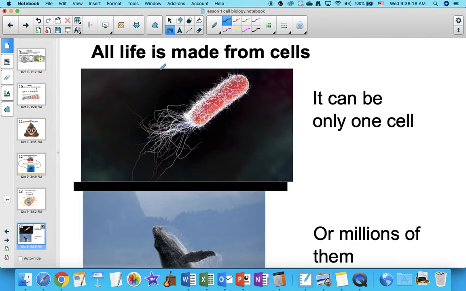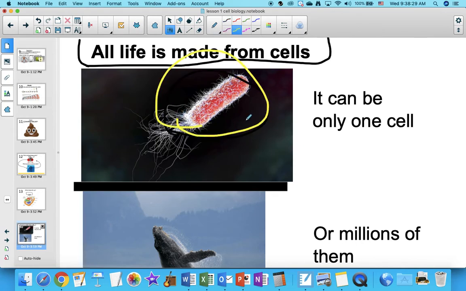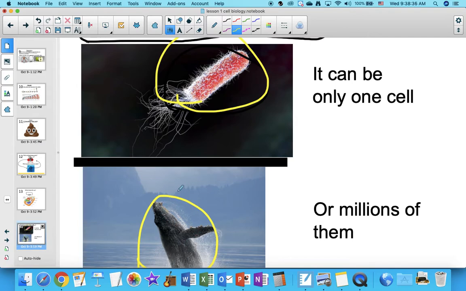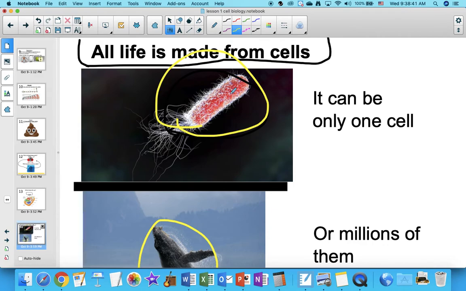Now, all life is made of cells. That's the takeaway from this lesson. All life is made up of cells. This life can be made up of only one cell, or can be made of millions of them, like we are, or whales are, right? Millions upon millions of cells make whales and us, while bacteria are typically only made up of one cell. And so life, again, comes in very many shapes, sizes, and forms, but they're all made up of cells.